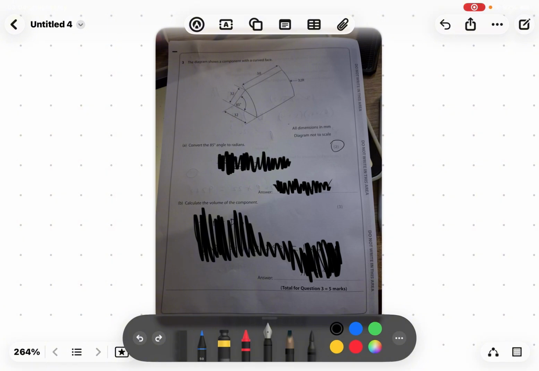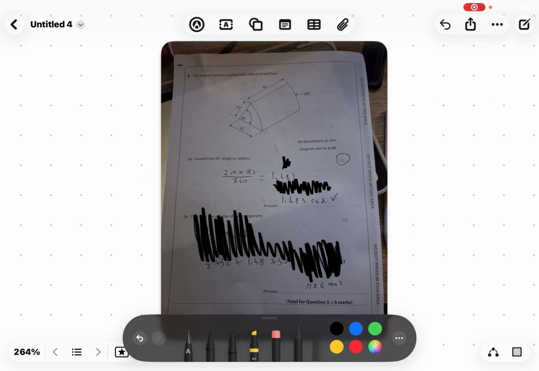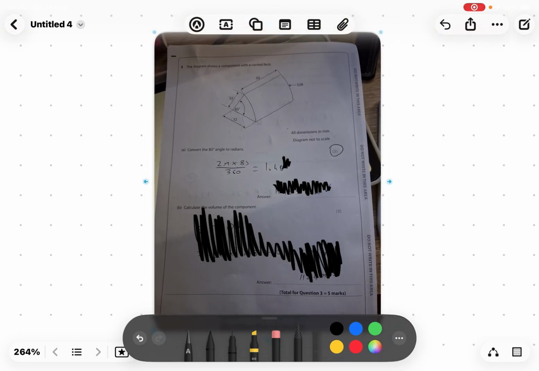Question 3. Convert 85 into radians. This is given in the worksheet, the equation sheet. It's 2 pi times the degrees. Degrees is given. And then divided by 360. And the answer is 1.483. Basically, this is the answer, and it will be in rads.